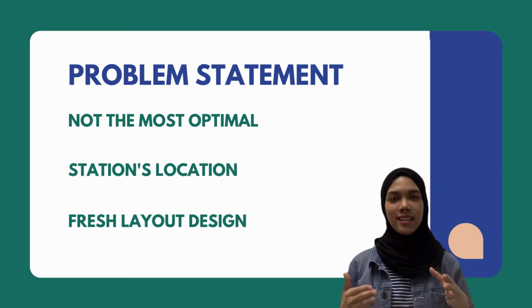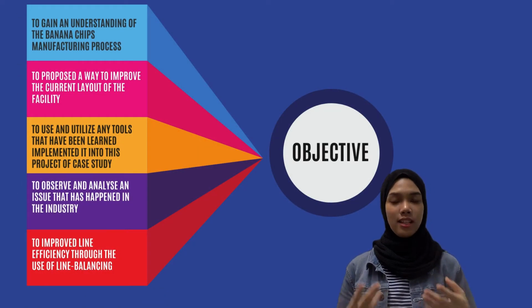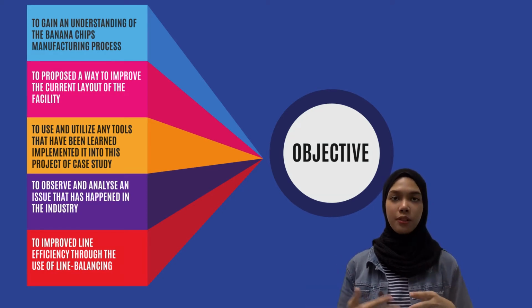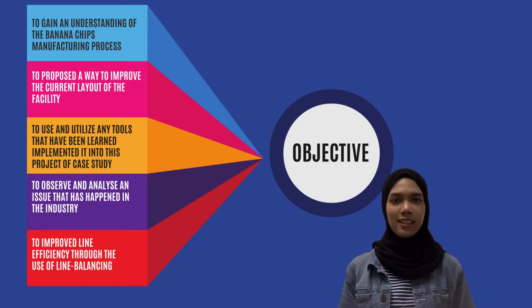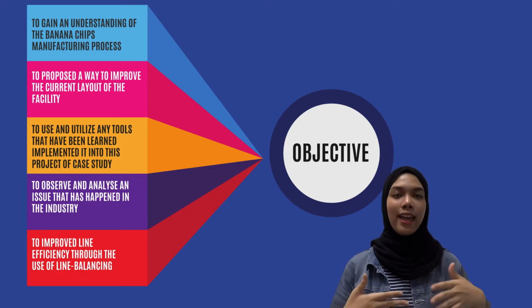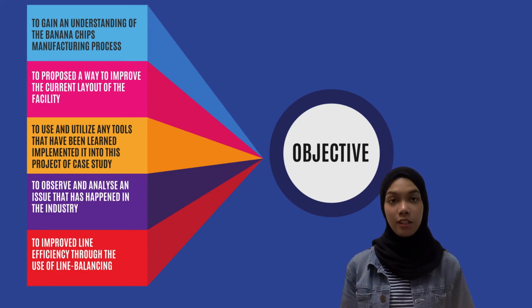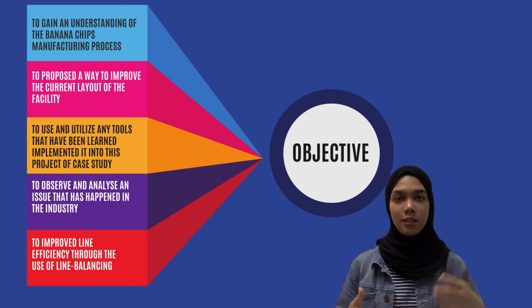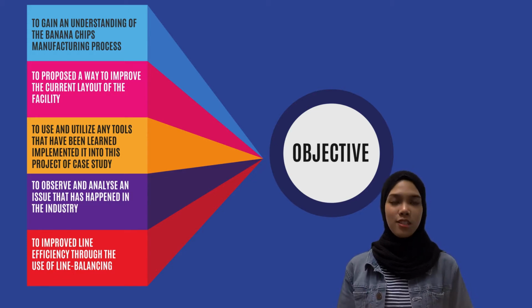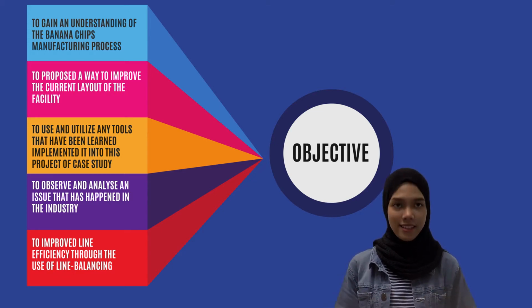The next one is the objective of this study. The objectives are to gain an understanding of the banana chips manufacturing process, to propose a way to improve the current layout of the facility, and to utilize any tools that have been learned in the industrial engineering courses and implement them in this case study project. Next is to observe and analyze any issues that have happened in the industry, and lastly, to improve line efficiency through the use of line balancing.